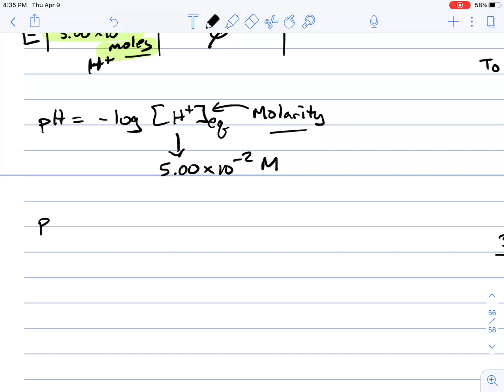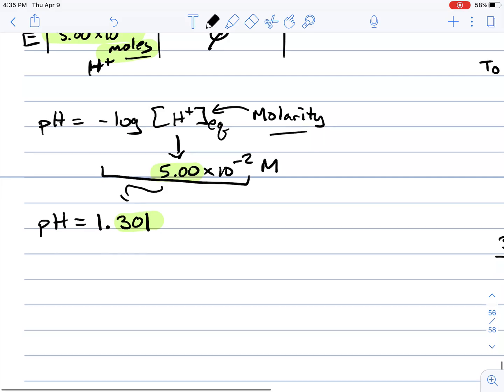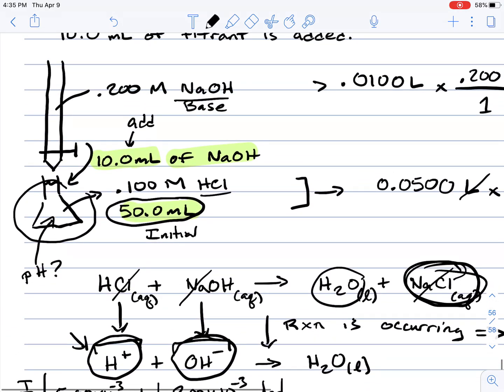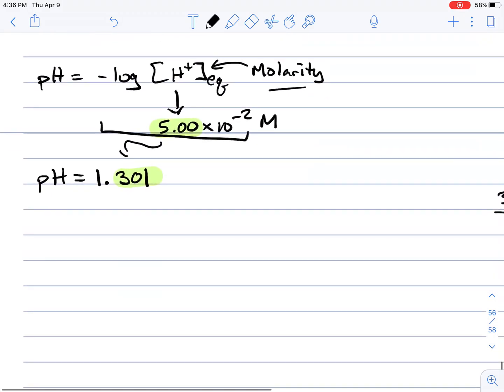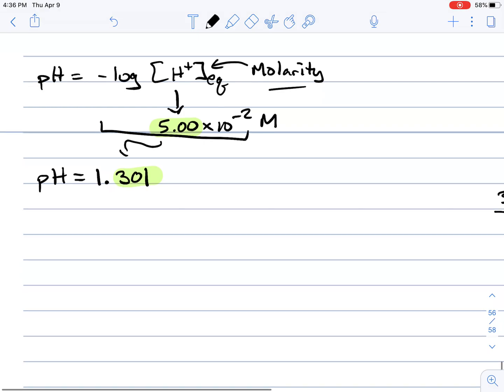And we will see that the resulting pH is going to be 1.301. Okay. And so here we have 3 sig figs, so we have to report 3 places after the decimal. Great. And so it turns out that during our titration, if we add 10 mils of sodium hydroxide, the pH of the analyte after the addition of 10 mils is going to be 1.301.